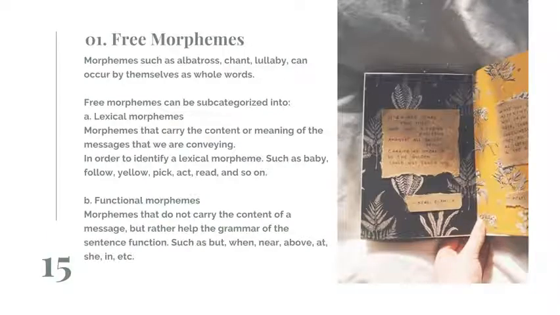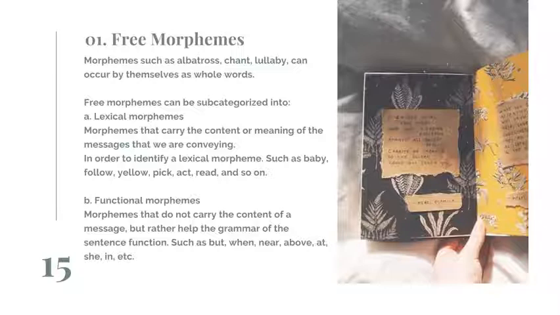The next one is types of morphemes. There are two types of morphemes. The first one is free morphemes. Morphemes such as albatross, chant, and lullaby can occur by themselves as whole words. They can occur on their own without any morphemes necessarily attached to them, such as manage in management, mother in motherhood, or words such as pen, tea, and man.